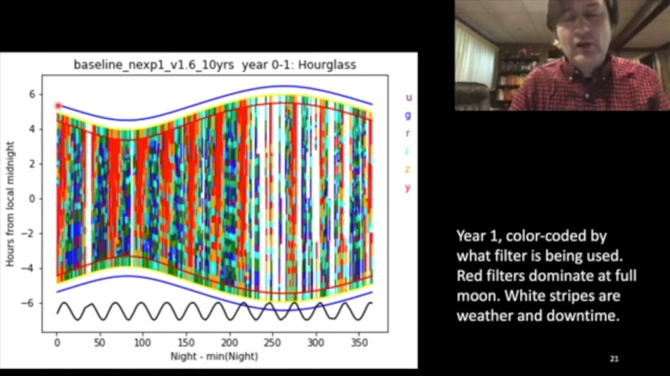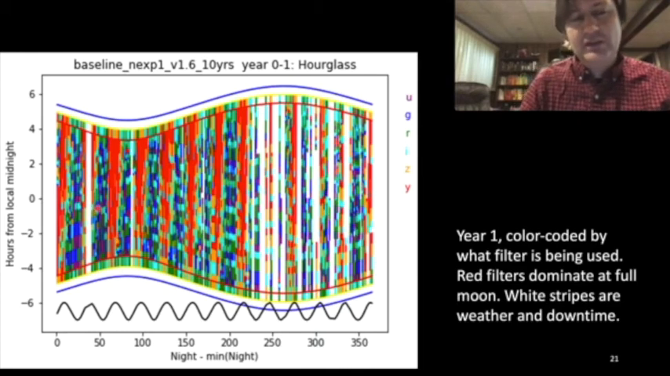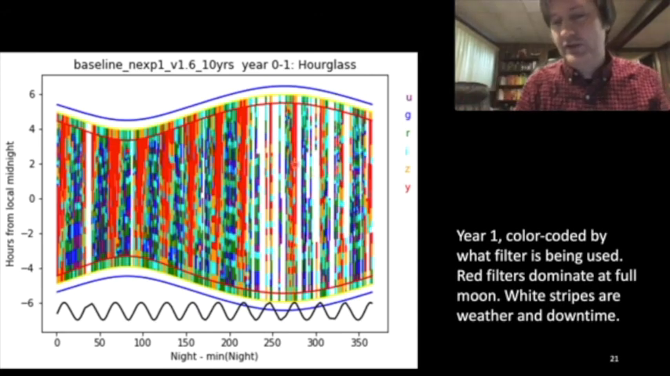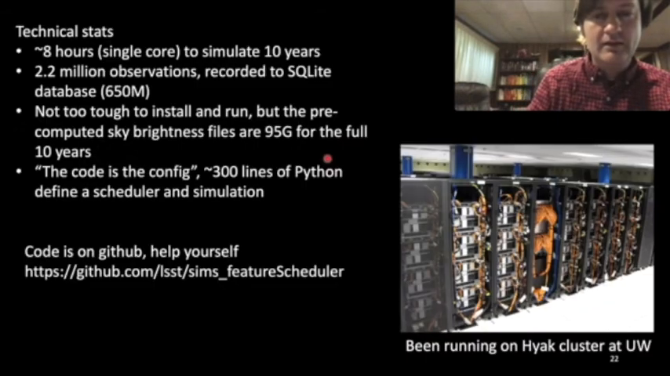Here's what we call the Hourglass Plot, where I'm showing time within the night on the y-axis and different nights along the x-axis. This black line at the bottom is showing the phase of the moon. And so because we have that 5 sigma limiting depth basis function, we're switching to redder filters like Z and Y at full moon, and then our bluer filters, UGR, when it's dark time. So our basis functions are making us intelligently pick which filter to go with. White stripes here are simulated downtime for weather and mechanical issues.